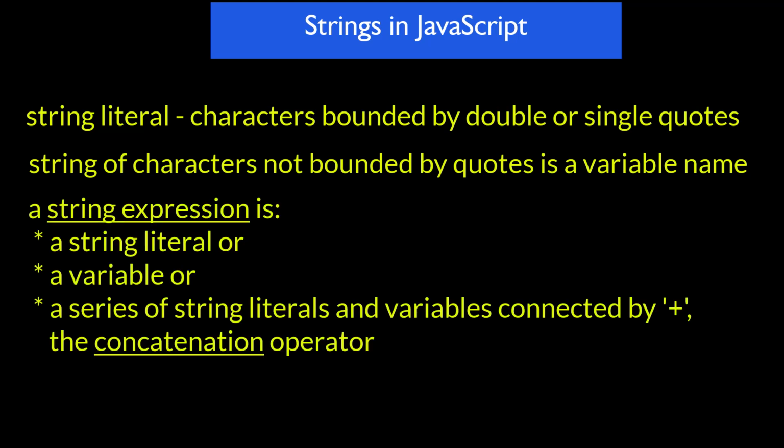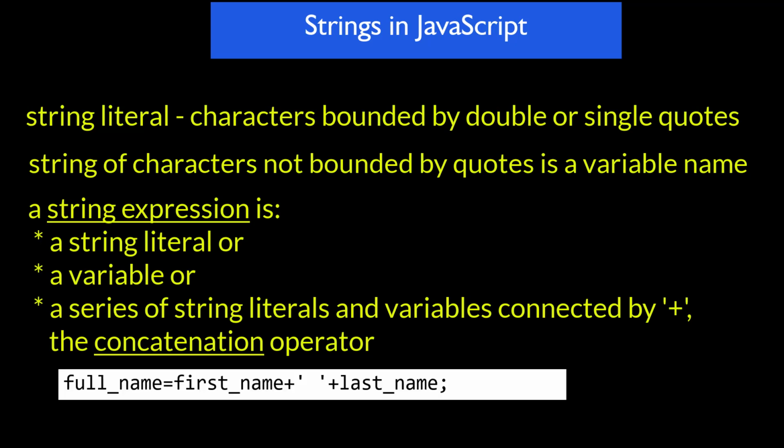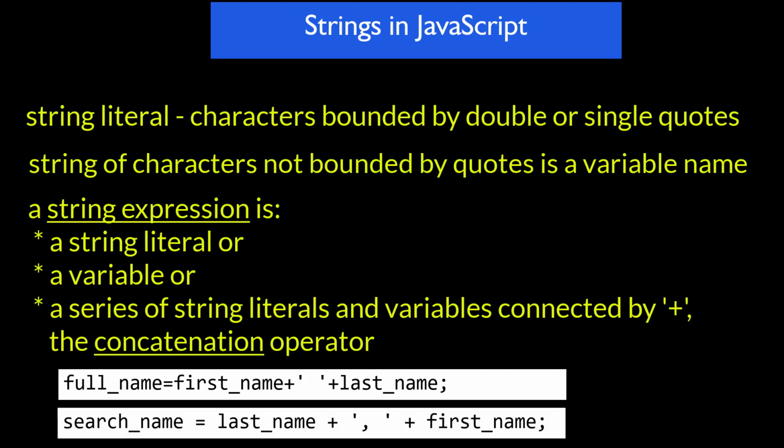A string expression is a string literal, or a variable, or a series of string literals and variables connected by plus, the concatenation operator. For example, full name equals first name plus quote space quote plus last name, or search name equals last name plus quote comma space quote plus first name.